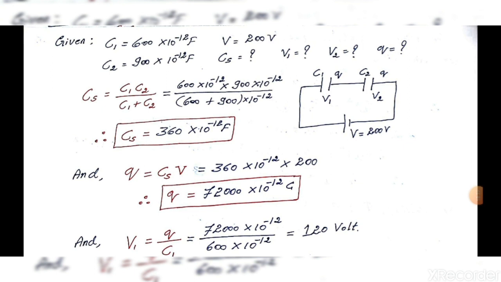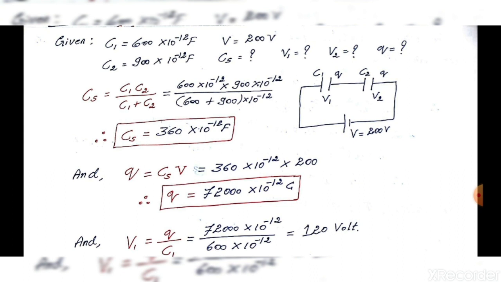C1 value and C2 value are given, and the voltage V, the main voltage, is given. We don't know the individual voltages. You can see in the picture C1 and C2 are in series combination. In series we know that the charges remain the same for the two capacitors, but the potential differences are different, that is V1 and V2. First find out the effective capacitance. Cs is equal to C1 C2 by C1 plus C2, that is the series combination effective capacitance formula. Substitute the values, C1 C2 by C1 plus C2. In the denominator 10 power minus 12 is taken common. You got the Cs value there.